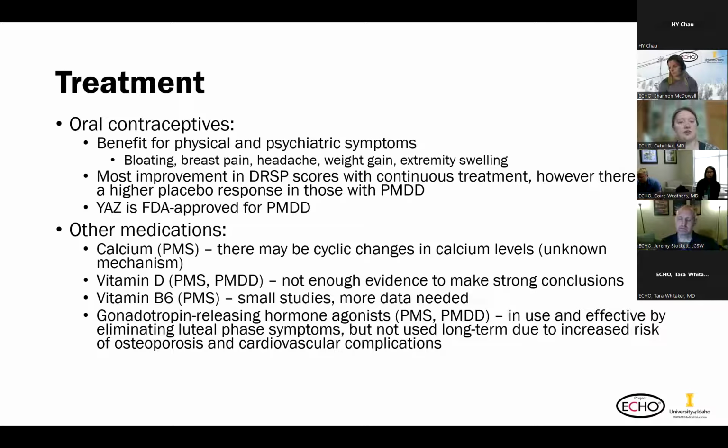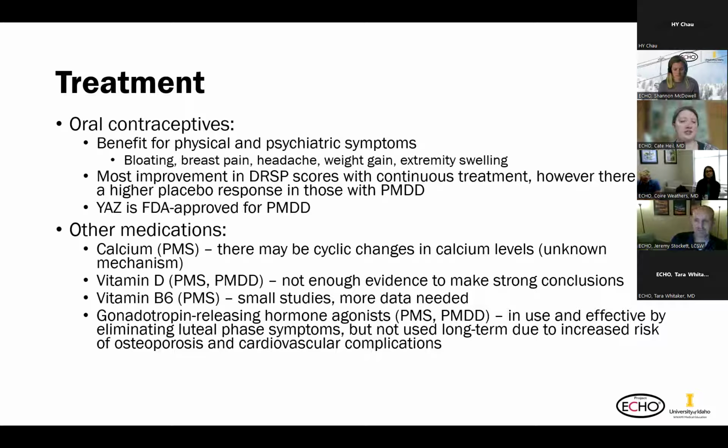And then also some things you might find are taking vitamin D for PMS and PMDD, but there's not enough evidence to make a strong conclusion specifically for these diagnoses. And then again, for vitamin B6 with PMS, small studies, more data is needed.